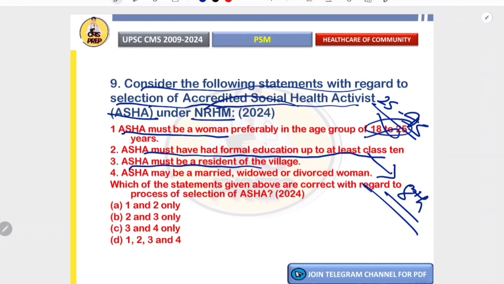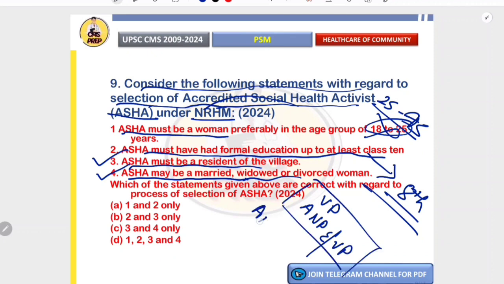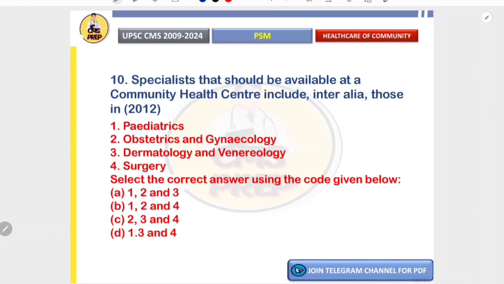ASHA must be a resident of the village. Yes, it is correct. ASHA may be married, widow or a divorced woman. It is also correct. So ASHA is basically appointed by the village panchayat. She is the first link between ANM and the village population. She is trained by the ANM and Anganwadi workers. Okay, and the duration of training is about 23 days. So the correct option is 3 and 4.